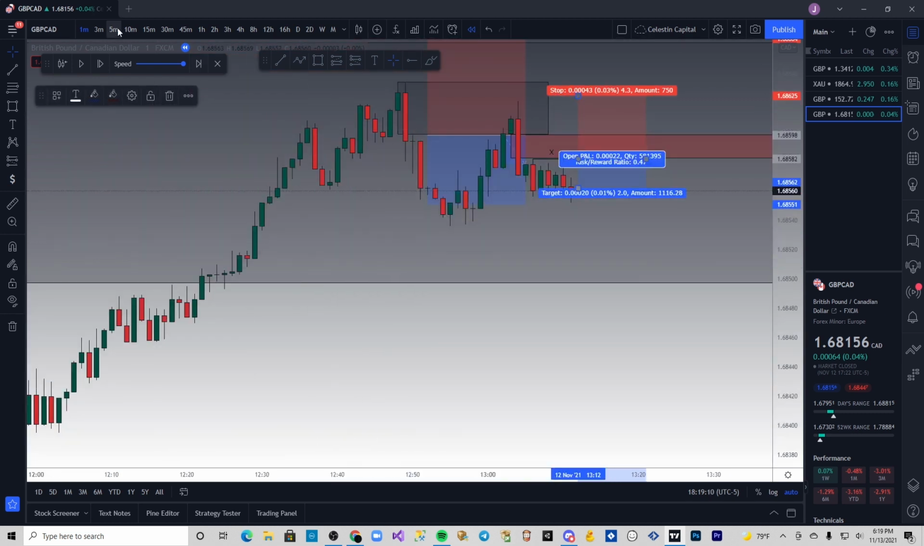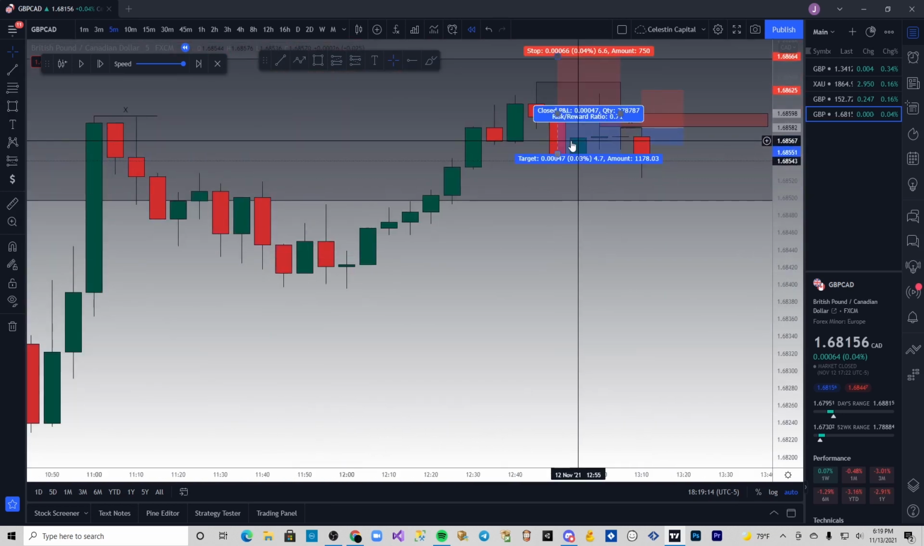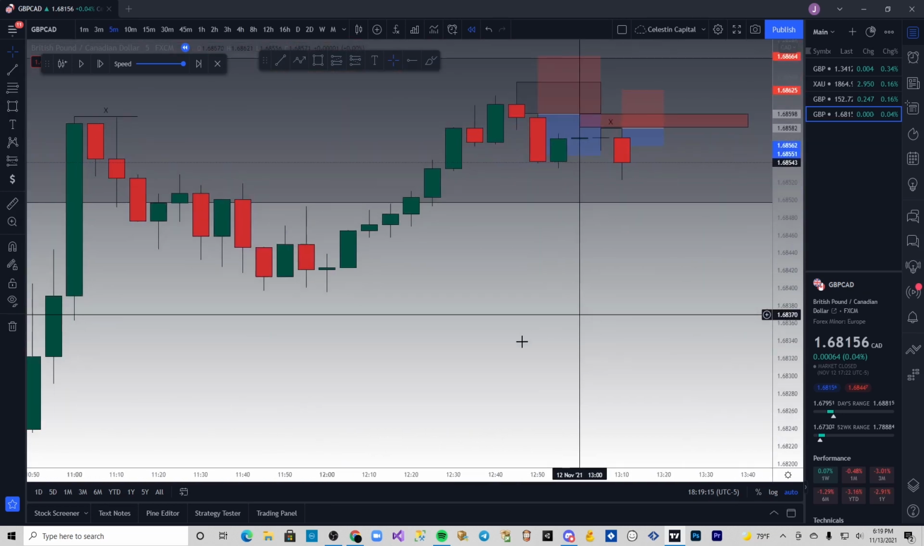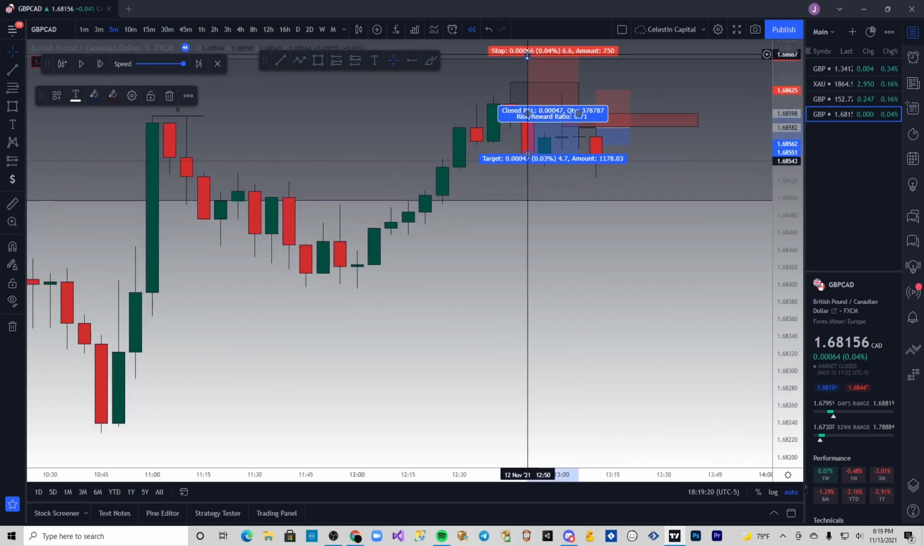And for this, I decided to reduce my risk on the first entry just because I don't want to risk any more than 1% a day. So if I'm going to take a second entry, I'm going to reduce this risk to at least 0.5%.